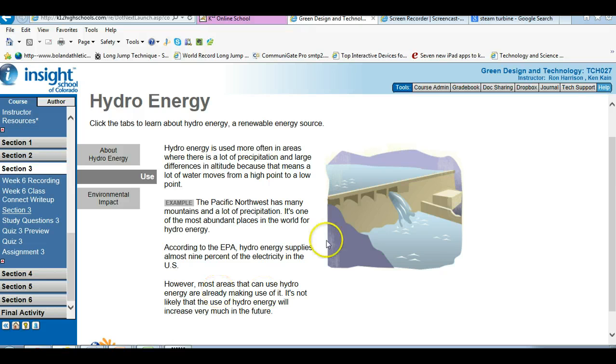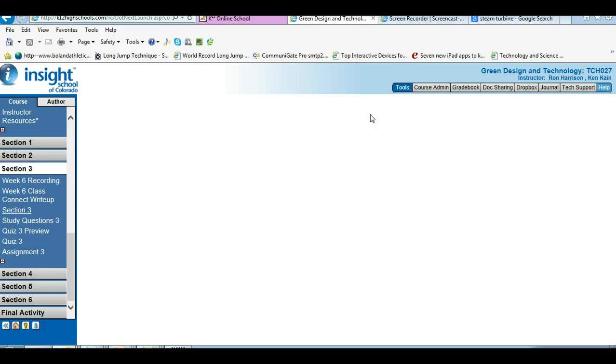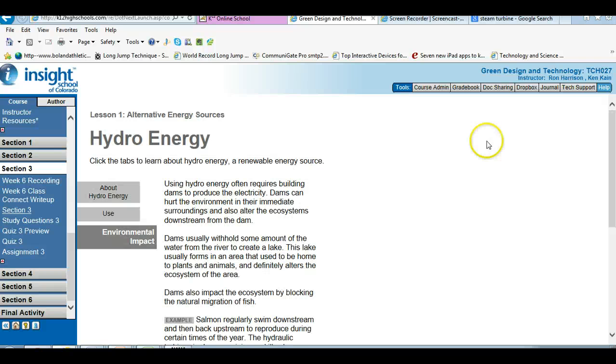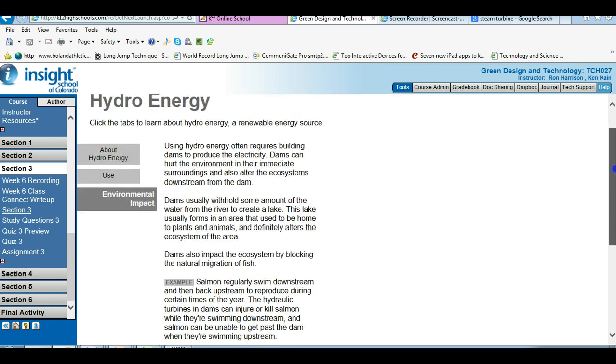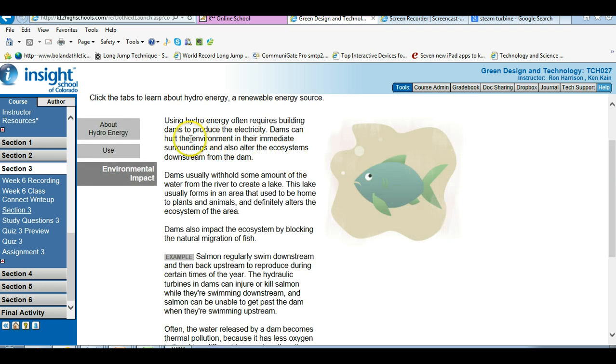Of course, some of the issues with hydro energy is you have to build dams, so you have to dam rivers in order to build hydroelectric. And of course, that affects the natural environment, doesn't it? So everything we do, as you've seen, affects the natural environment. Things that man builds can be negative. So as we look here, dams can hurt the environment and the immediate surroundings, but dams can also be beneficial. Dams can create a lake for recreation use.